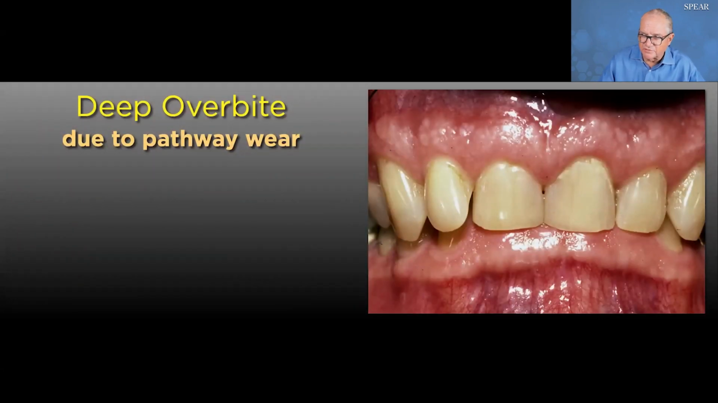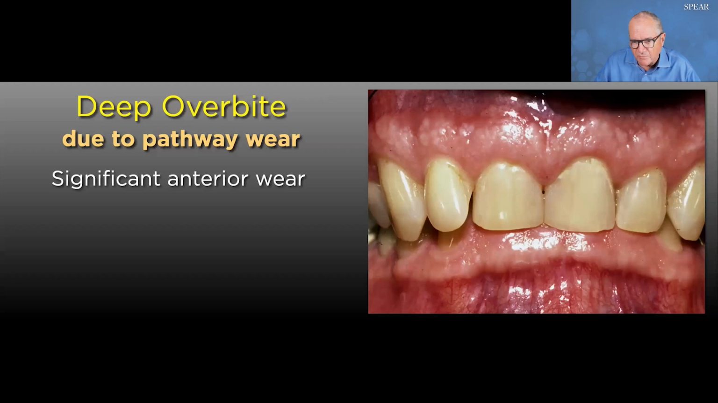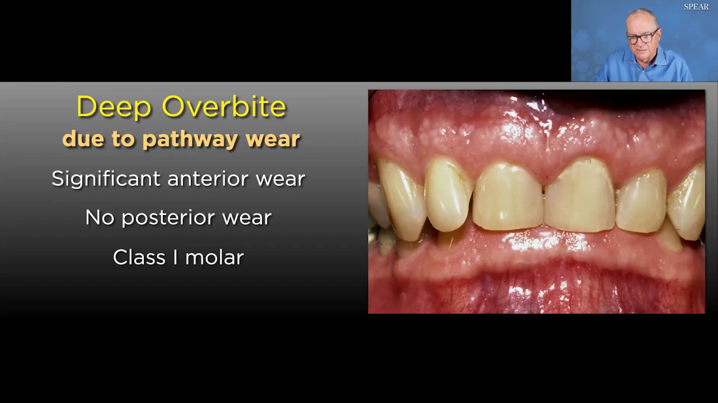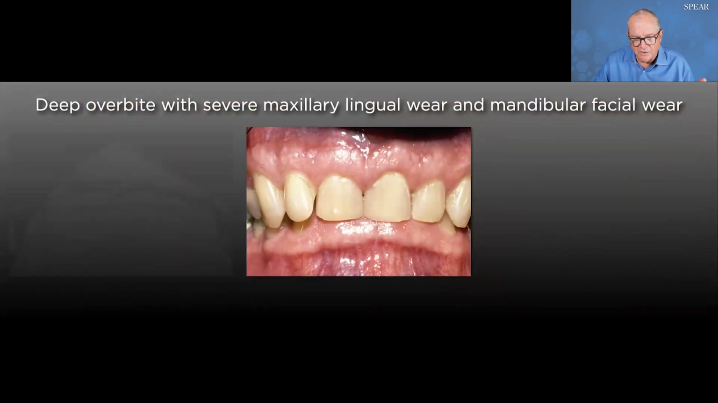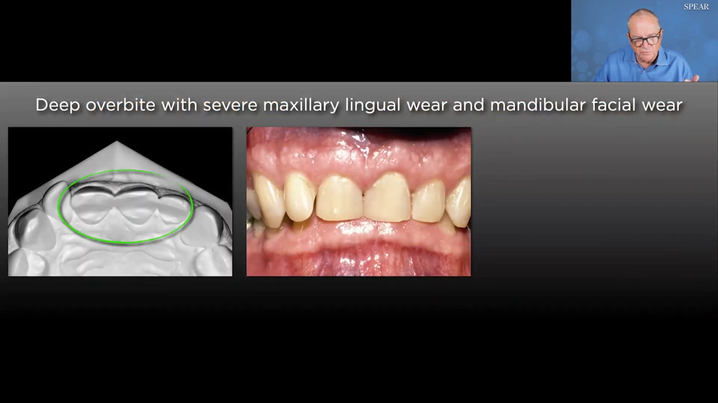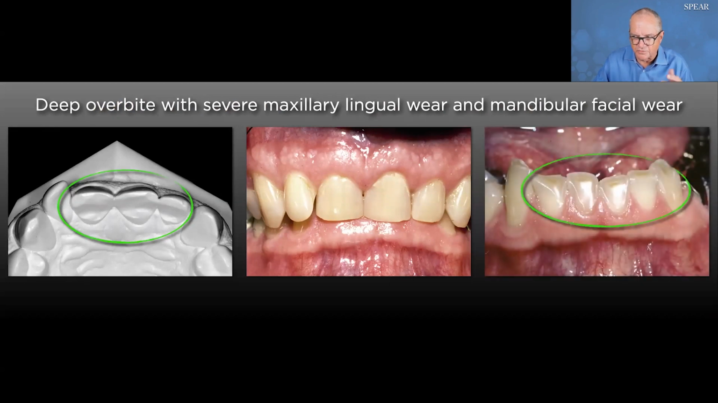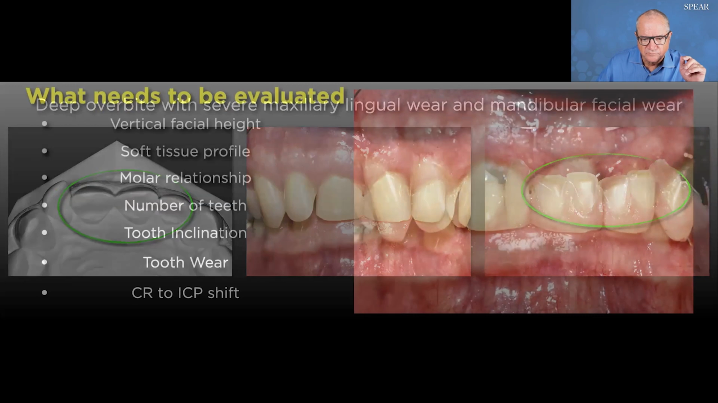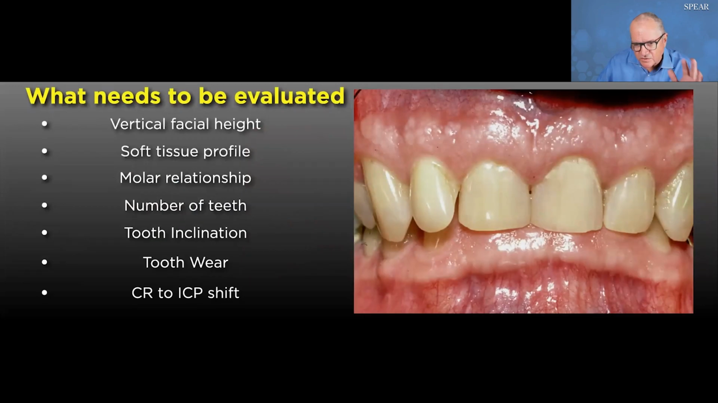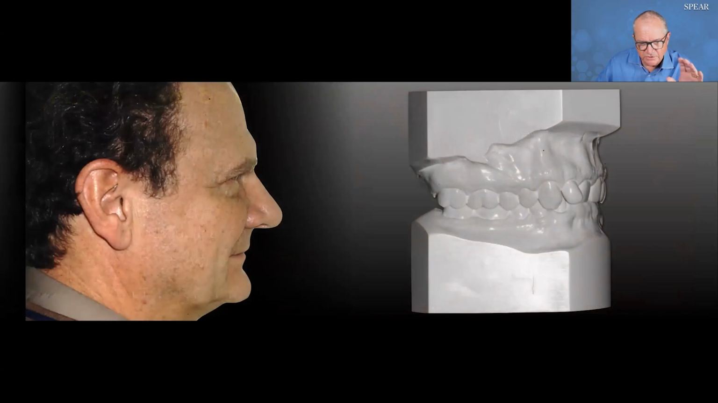Now we'll go the other extreme. Deep overbite with what we call pathway wear. Pathway wear being wear on the palatal of the upper anteriors, facial of the lower anteriors. So there's the depth of overbite. Look at the wear on the upper incisors. Those lower incisors fit perfectly in there. So all the same, every case is the same. The steps are always the same.